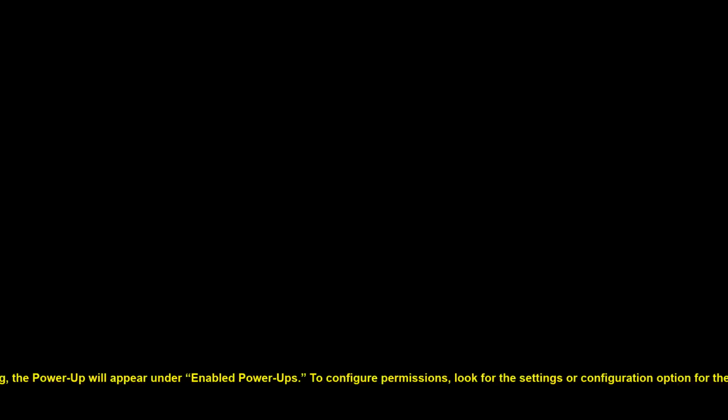Scroll through the list or use the search bar to find the specific Power-Up you want to add. Once you find it, click on the Add button next to the Power-Up's name. After adding, the Power-Up will appear under Enabled Power-Ups.